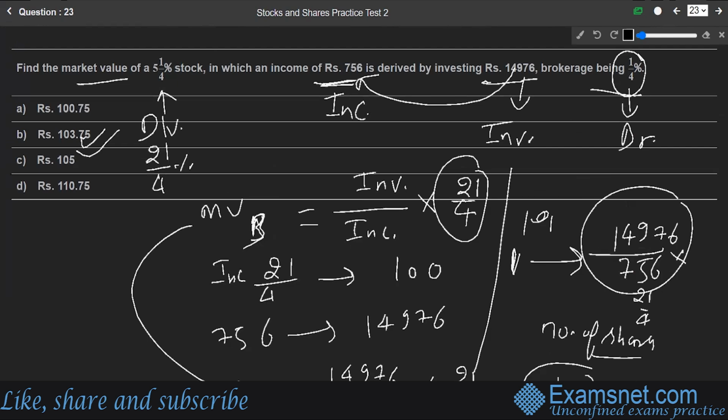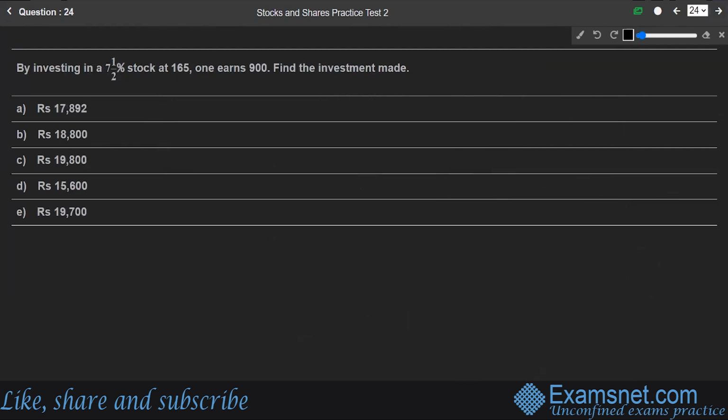So option C becomes the right answer from there. Now, the question says, by investing in a 7.5% stock at 165, one earns 900 rupees. Find the investment made. So this is the situation given.